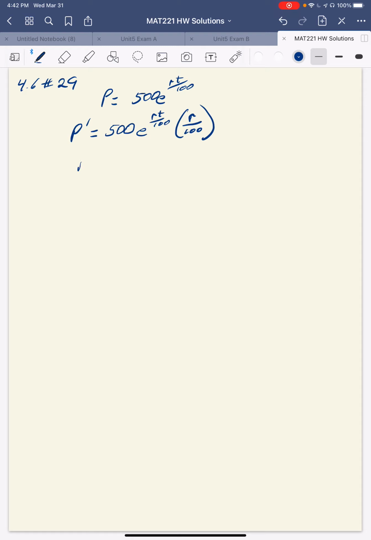So that is our derivative. I can kind of simplify that. P prime is 5R e to the RT over 100. And so it says, if R is a constant, at what rate is the price increasing initially? So P prime at 0 turns out to be simply when we plug in t equals 0, e to the 0 becomes 1, and so then it becomes 5R dollars per year.